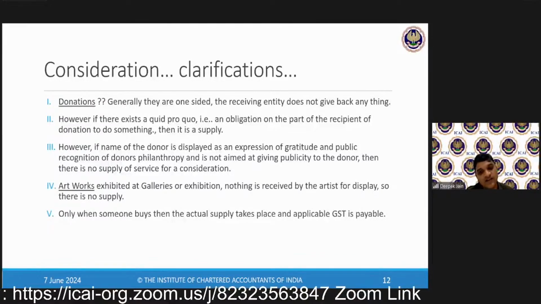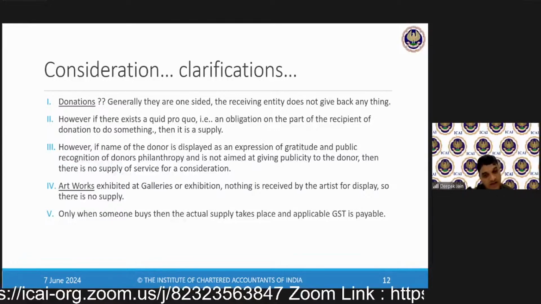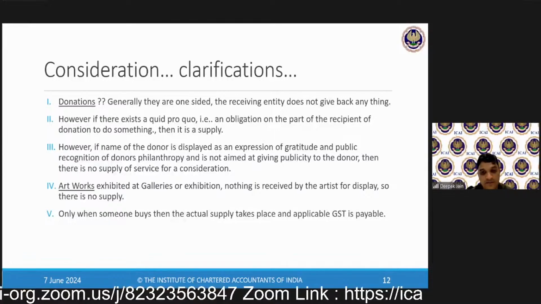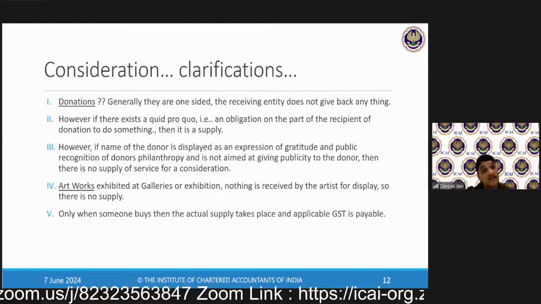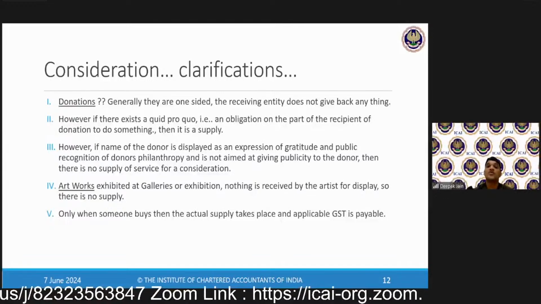Even today advance for service taxable? Yes, Suni question. Even today advance for service is taxable. Sponsorship of Indian players are taxable? Yes, sponsorship services are taxable, that too under reverse charge.